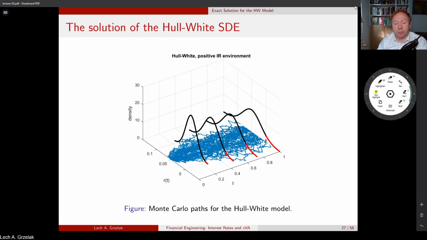Here I have illustrated a 3D plot where we show the generation of the path. So this is typically when you see paths, you see these two axes. So we see time t, and here the value of the path for process r(t).